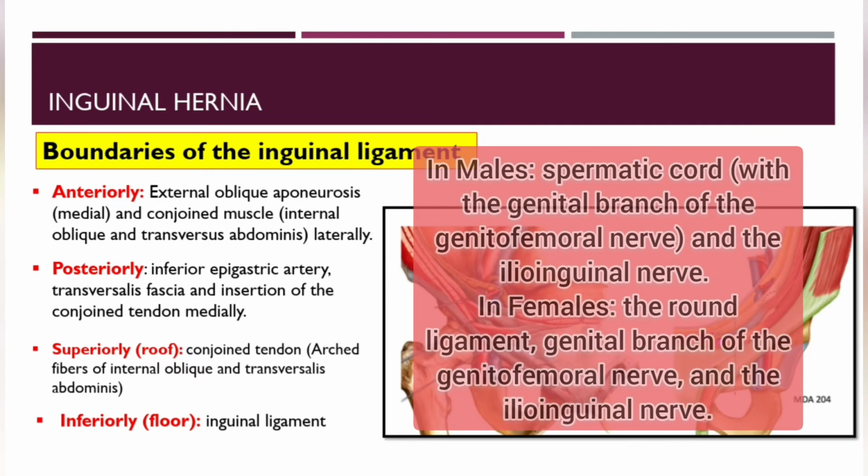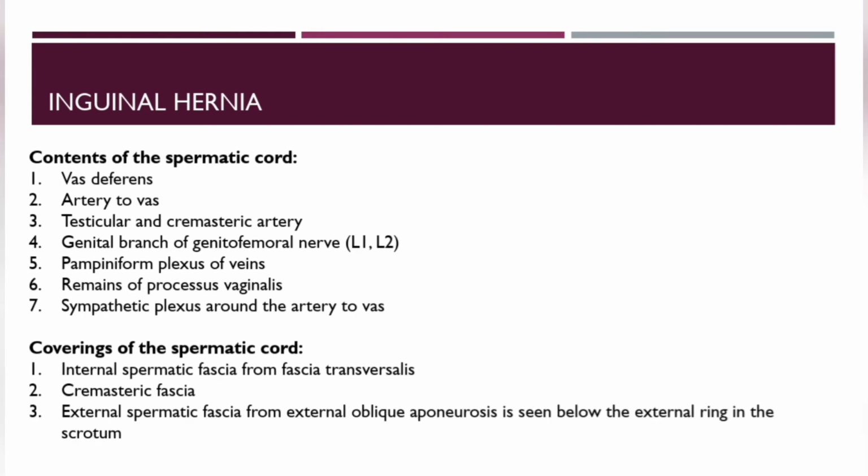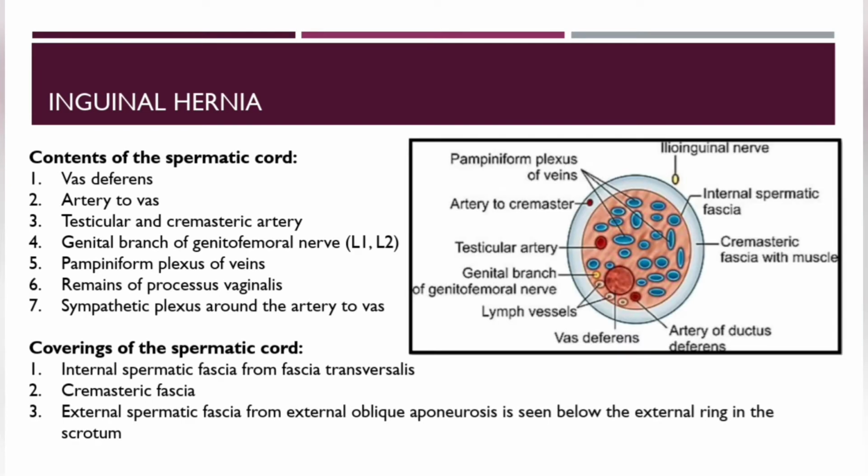What does the inguinal canal transmit normally? In males, it transmits the spermatic cord, and in females, it transmits mainly the round ligament. Let's look at the contents of the spermatic cord. Firstly, you have the vas deferens, and the artery to the vas deferens. You have the testicular and cremasteric arteries. This is the cremasteric artery and this is the testicular artery.